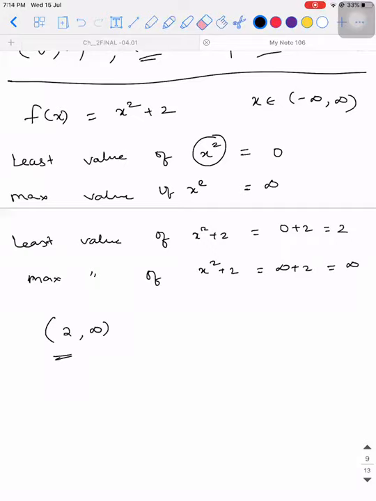So 2 should be included or not? So is 0 a part of the domain or not? Yes, sir. Look at the domain. 0 is a part of the domain. If it is part of the domain, then the range should be included. Closed bracket 2 to infinity. Did you understand what we did? Yes, sir.